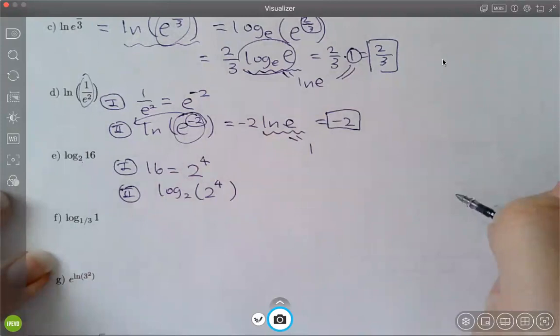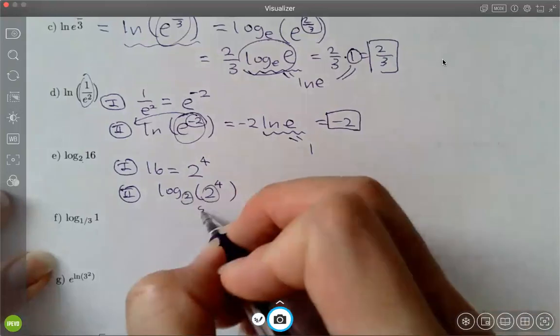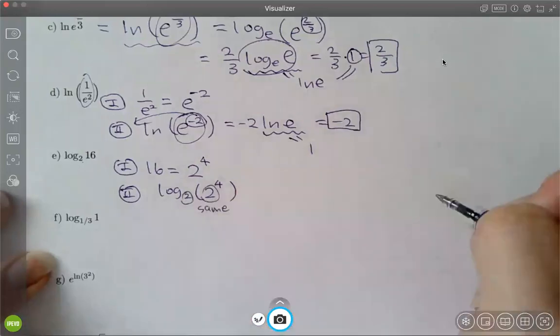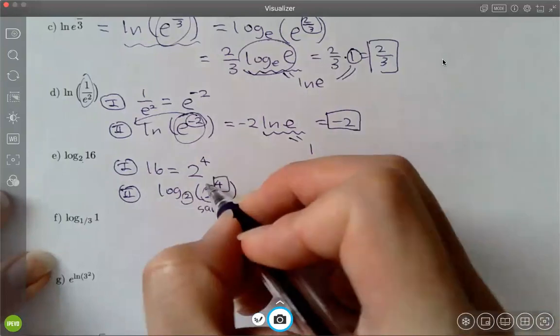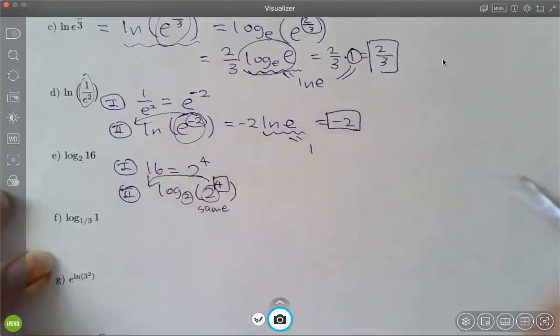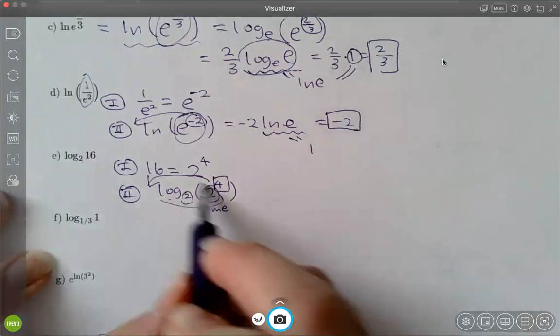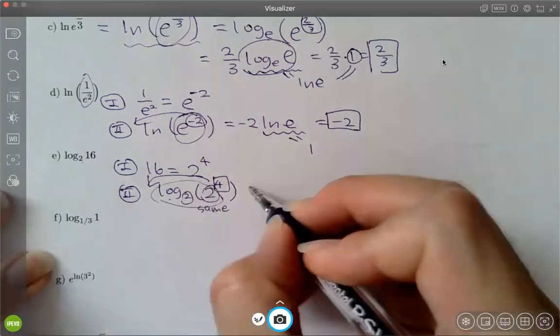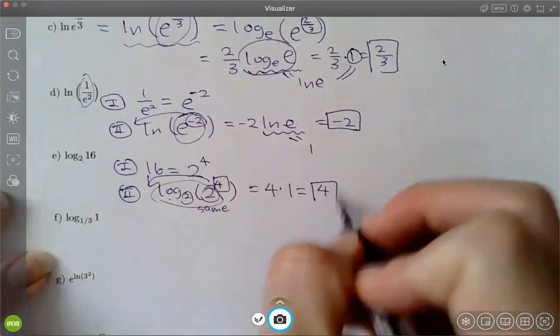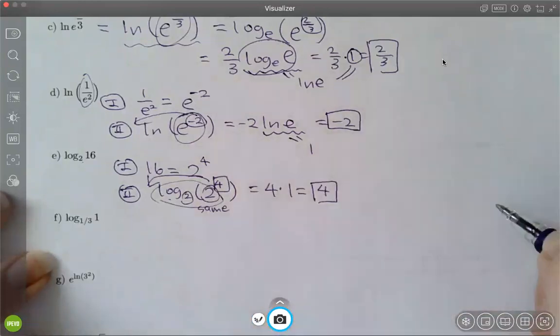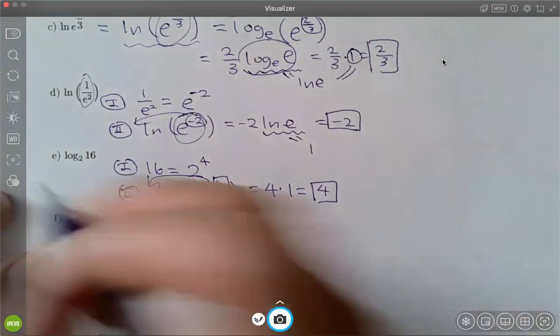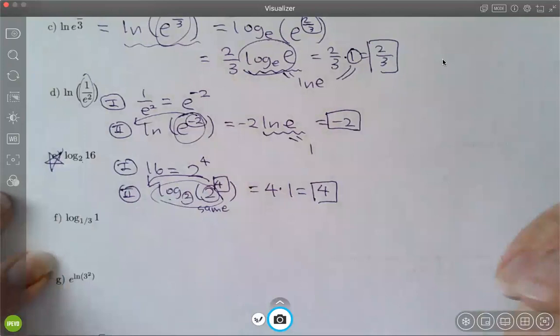At this point, hopefully you know what to do. These two are the same, and we have the exponent, which is 4, so put it in front. And then this log base 2 of 2 will be 1. So it's 4 times 1, which is equal to 4. Once again, since a significant number of people tend to think this is equal to maybe 8 or something else, this could be a tricky problem.